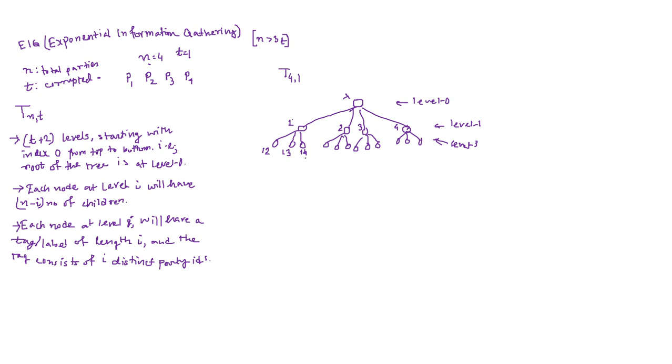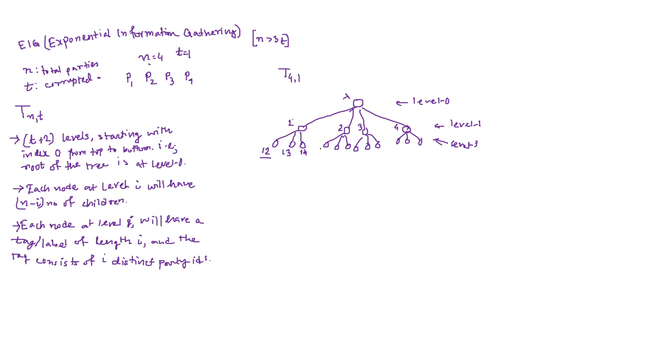Each tag has length 2 and consists of distinct party IDs. So there cannot be a label or tag of the form 1 1, because then 1 is repeated, but we need both the party IDs present in this length-2 tag to be distinct. So 1 2 is allowed, 1 3 is allowed, 1 4 is allowed, but 1 1 is not allowed, and 2 2, 3 3, 4 4 are not allowed.